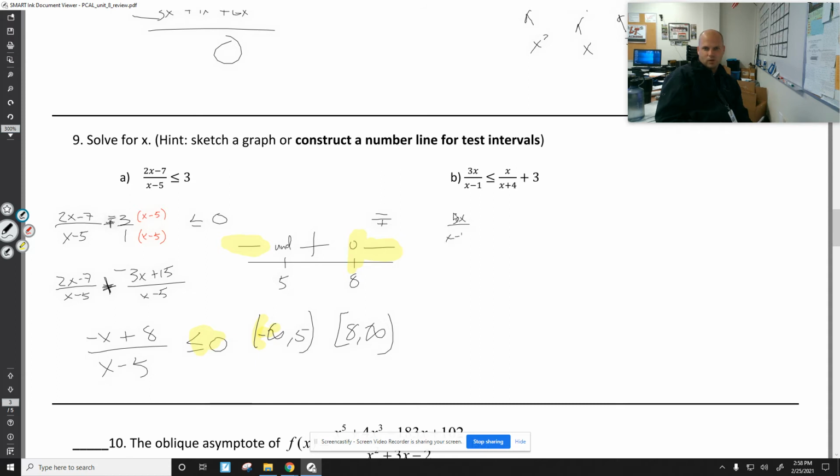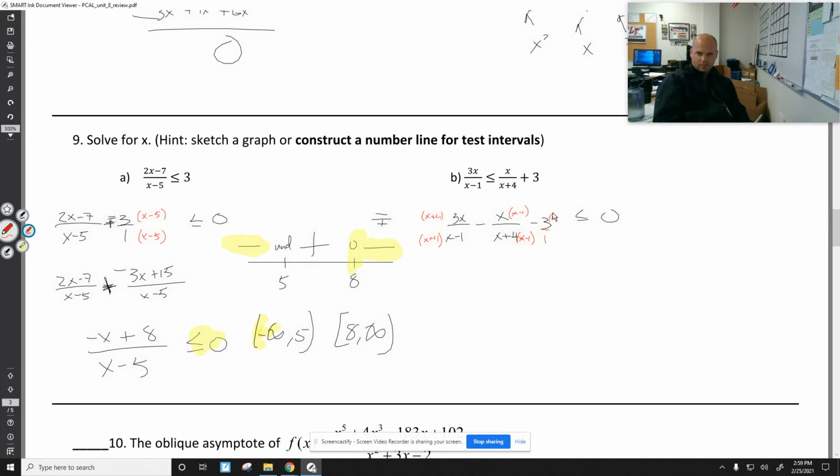3x over x minus 1 minus, we're going to move everything to the left side, x over x plus 4 minus 3 is less than or equal to 0. What's going to be the common denominator? It will be x minus 1 times x plus 4. That's the only way we can get the denominators to be the same, which means I need to multiply this guy by x plus 4 over x plus 4. I need to multiply this guy by x minus 1 over x minus 1. And I need to multiply this negative 3 by both of them.